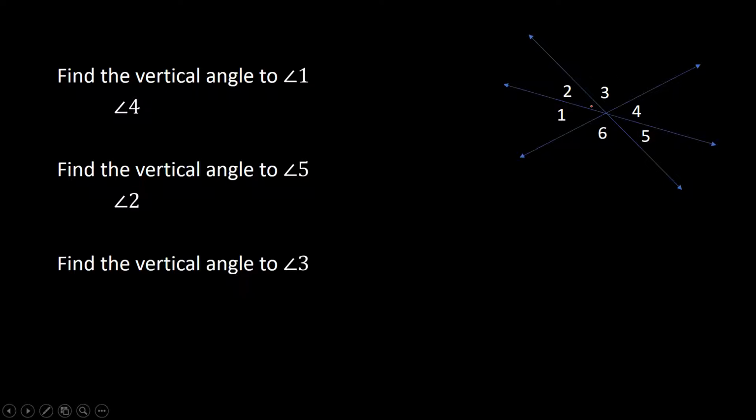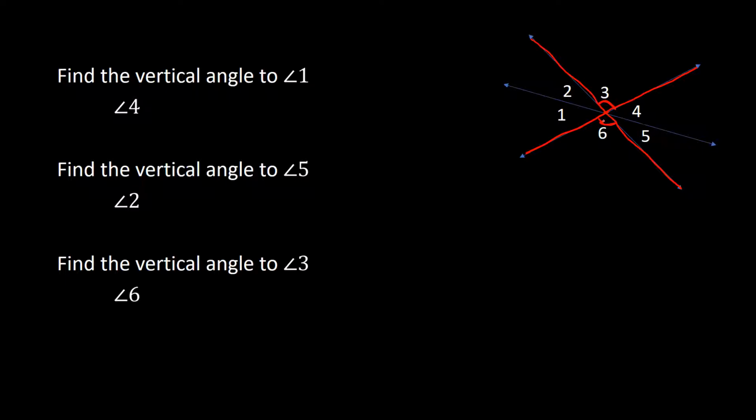And now looking at angle 3, the vertical angle to angle 3, which is right here, would be found by extending each of the rays, which would be right there, and then right here. So notice the vertical angle to angle 3 would be the one across from it, which would be angle 6. So angle 6 is the vertical angle to angle 3.